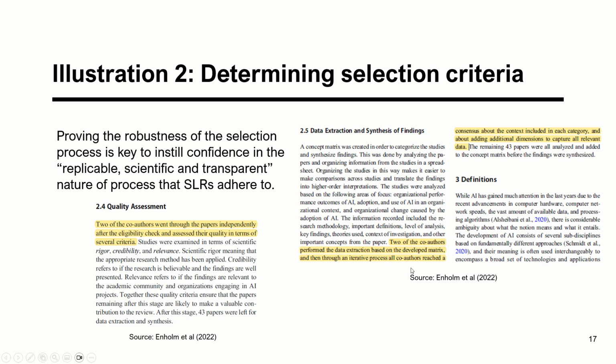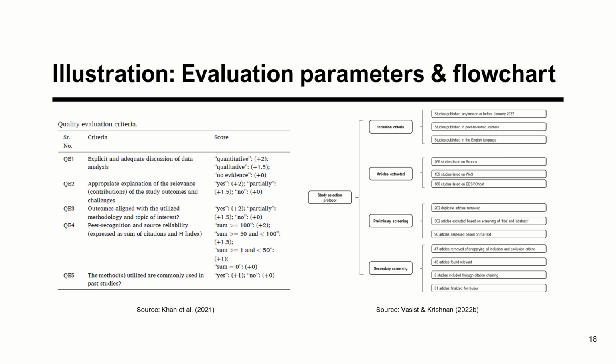You will notice again in this paper, two of the authors performed the data extraction based on the developed metrics, an iterative process. All co-authors reached a consensus, and this is essential to underscore that the search was comprehensive and robust, and given that we engaged more than one co-author, there is replicability. There are also clearly called out processes in terms of how you went about it.